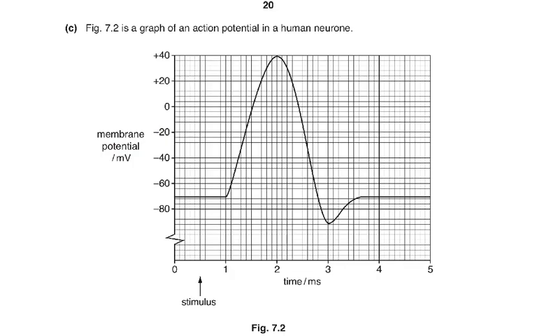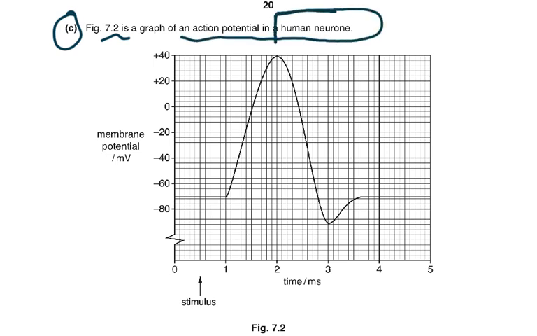Then we come to the C part of the question. Figure 7.2 is a graph of an action potential in a human neuron. So now let's look at it very carefully. We have it here. This is the resting potential, which is around about minus 70 millivolts.